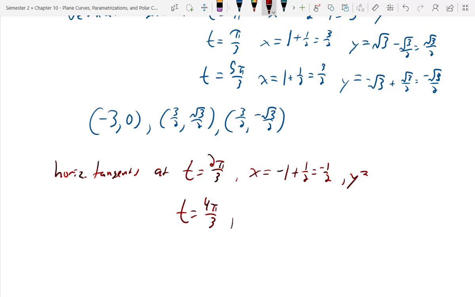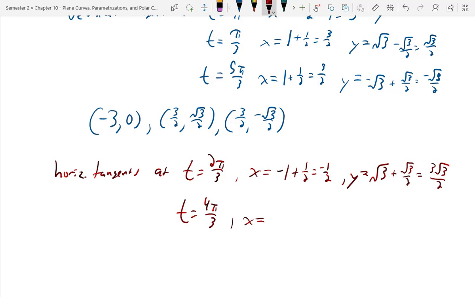Y, plug in 2 pi over 3. Sine is root 3 over 2, times 2 is root 3. So that minus sine of 4 pi over 3 is negative, so negative root 3, but we have minus, so plus root 3 over 2. This should give me 3 root 3 over 2.